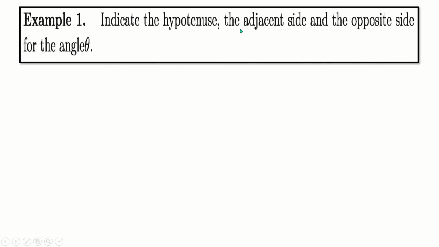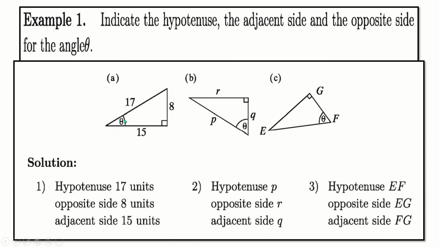Example: indicate the hypotenuse, the adjacent side, and the opposite side for the angle theta. Here the given angle is theta. So 8 is the opposite side, 17 is the hypotenuse, 15 is the adjacent side. Here P is hypotenuse, R is the opposite side, Q is the adjacent side, because the given angle is theta. Here the given angle is theta, so EF is the opposite side, and this denotes a right angle. So EF will be the hypotenuse, and GF is the adjacent side.